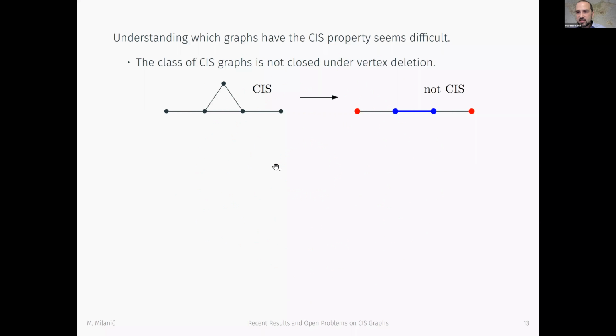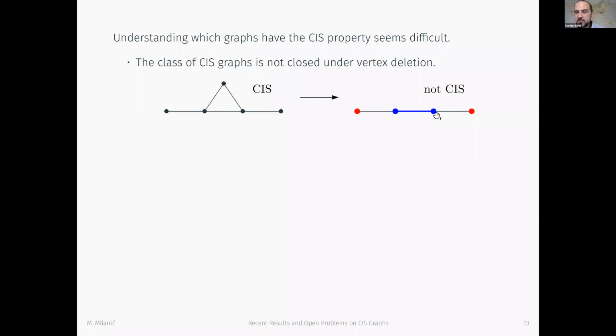On the other hand, we do not yet understand which graphs are CIS. One possible reason for the difficulty is that this class of graphs is not closed under vertex deletion. For example, here is a small 5-vertex CIS graph in which every maximal clique is simplicial. But if we delete a vertex of degree 2, we obtain the 4-vertex path, which is not CIS.